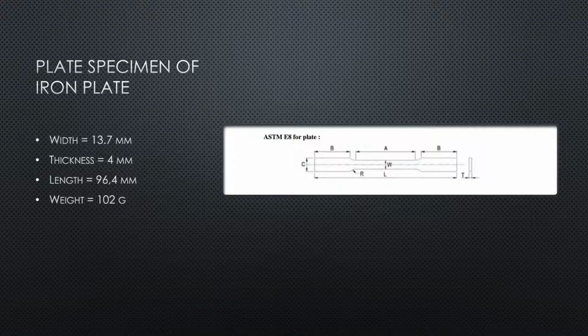And for this experiment, we need to use a plate specimen of iron plate, or we could say the ASTM A8 for plate. We are given the ASTM A8 for plate with the width of 13.7 mm, the thickness of 4 mm, the length of 96.4 mm, and the weight of 102 grams.